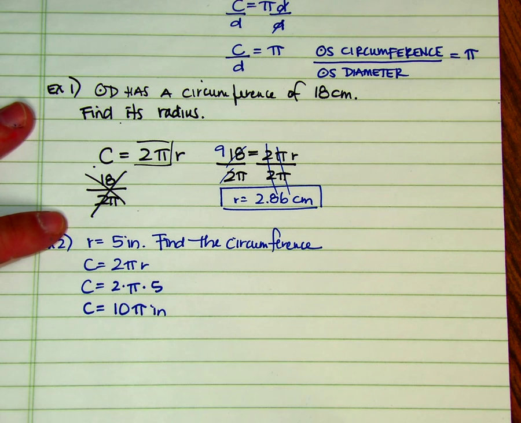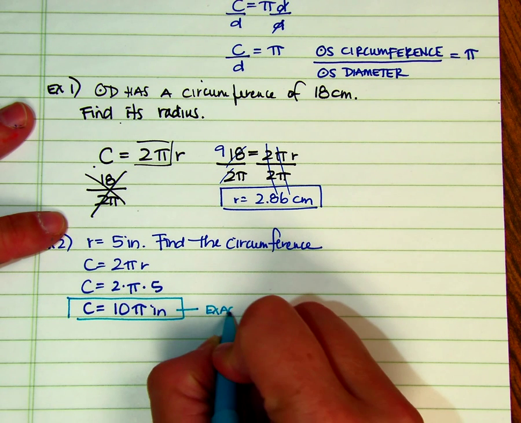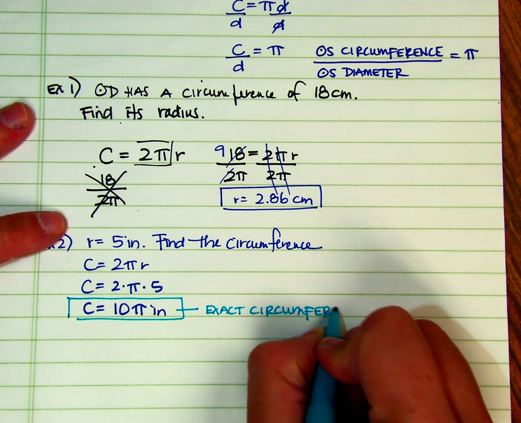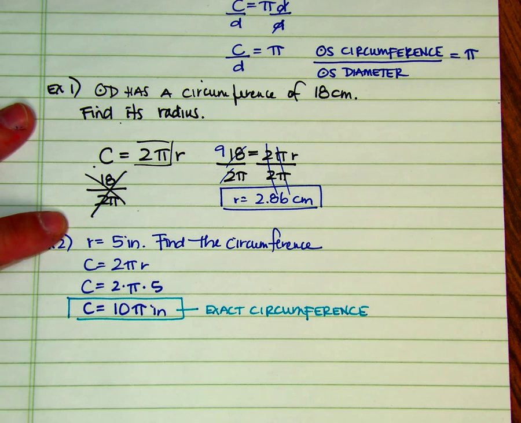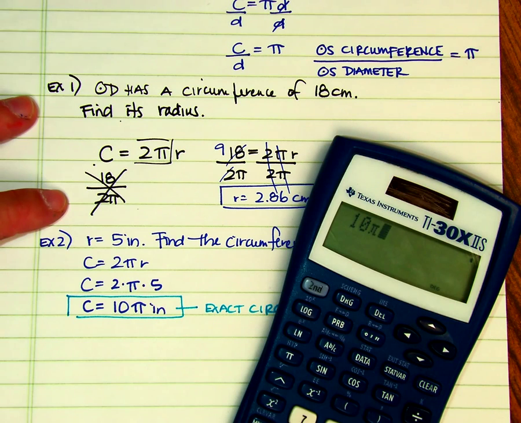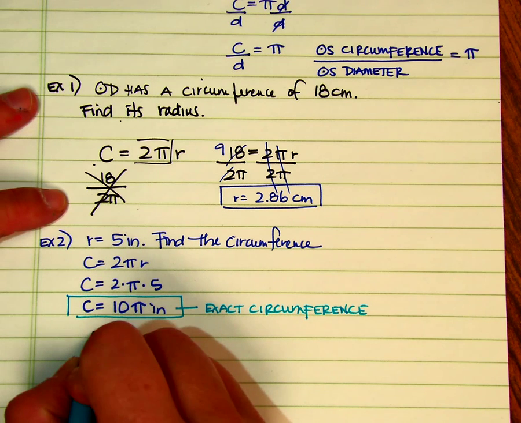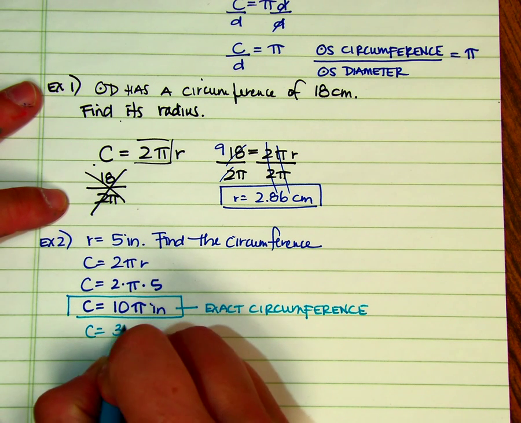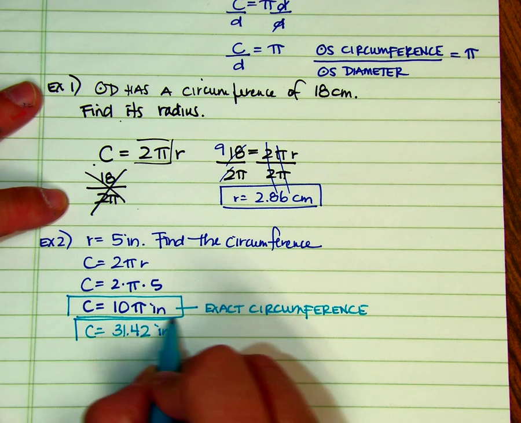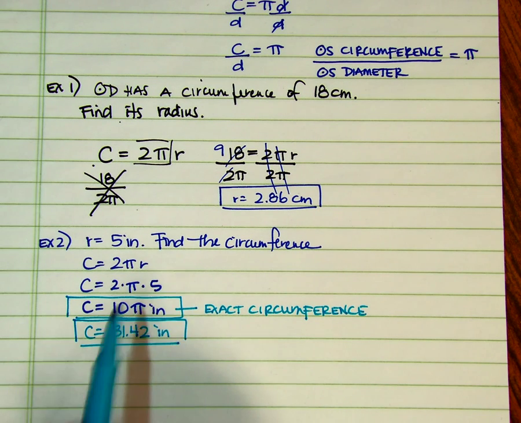This answer right here, when you leave it in terms of pi, is called an exact circumference. So if the directions say exact circumference, you simply do not multiply through with the pi. If it doesn't say exact circumference, then I would take my 10 times my pi and get 31.415. I cannot believe I just used a calculator for that. 31.42, we will say, and that would be inches. So if it says exact circumference, you leave it with the pi in it.